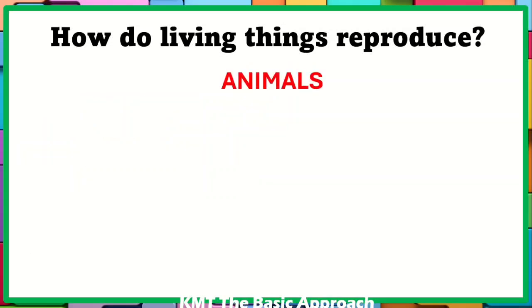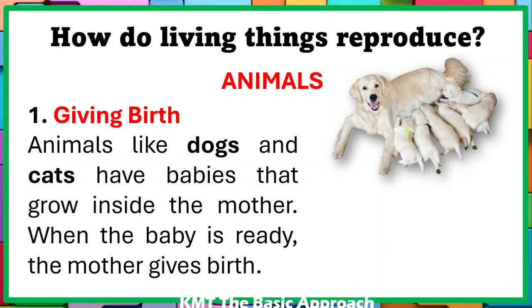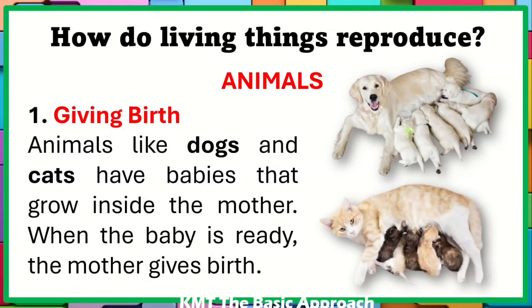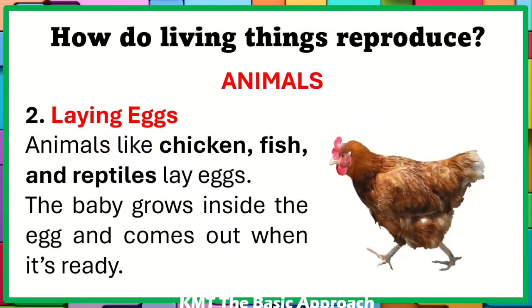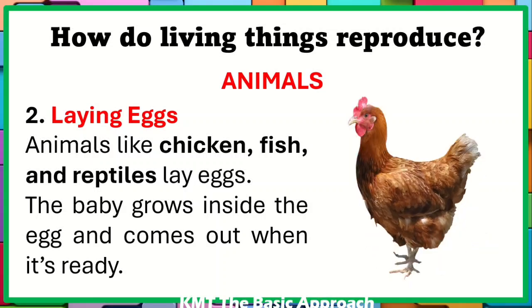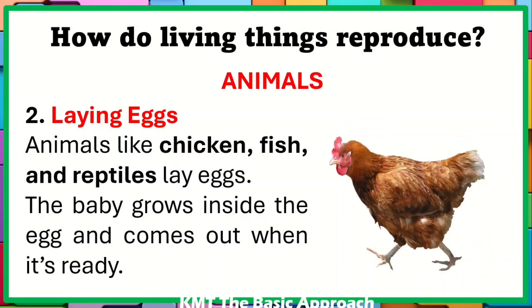For animals. Number 1, by giving birth. Animals like dogs and cats have babies that grow inside the mother. When the baby is ready, the mother gives birth. Number 2, by laying eggs. Animals like chicken, fish, and reptiles lay eggs. The baby grows inside the egg and comes out when it is ready.